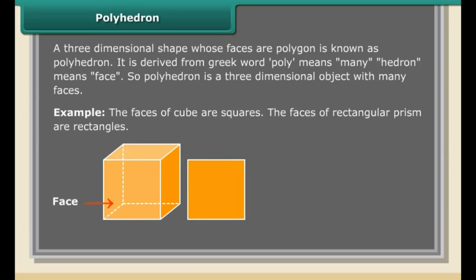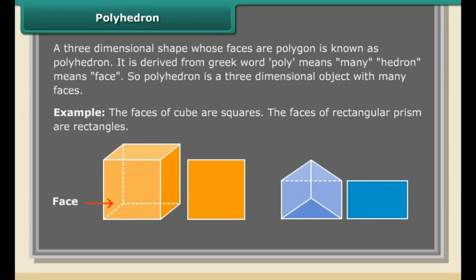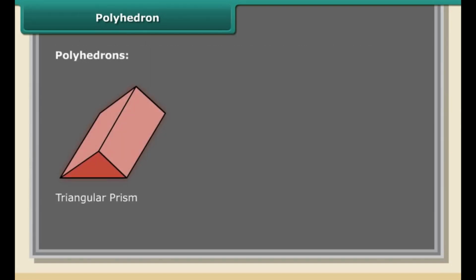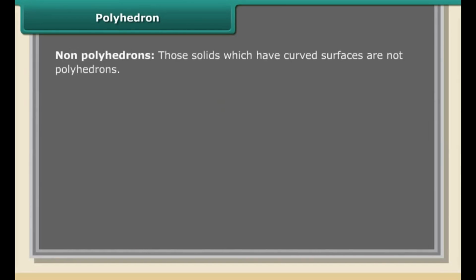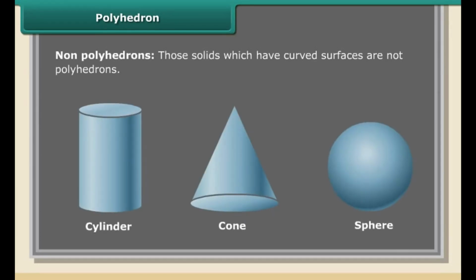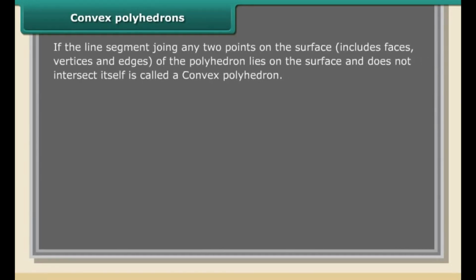The faces of a rectangular prism are rectangles. Polyhedrons: triangular prism, cuboid, octahedron. Non-polyhedrons: those solids which have curved surfaces are not polyhedrons. Cylinder, cone, sphere.